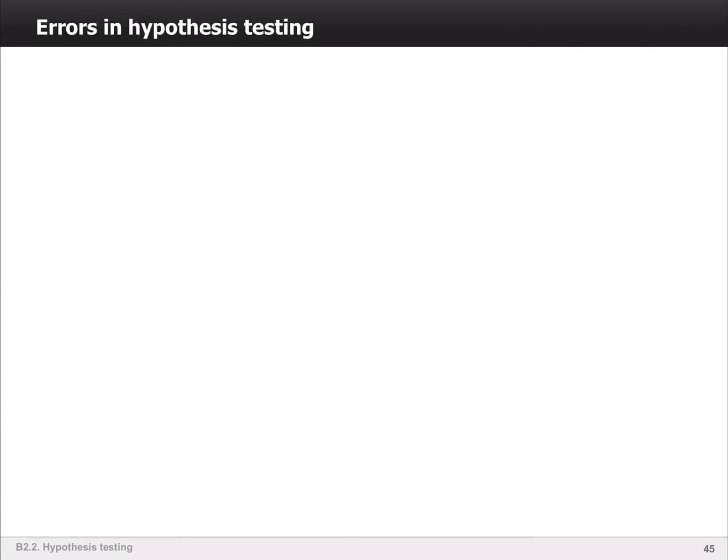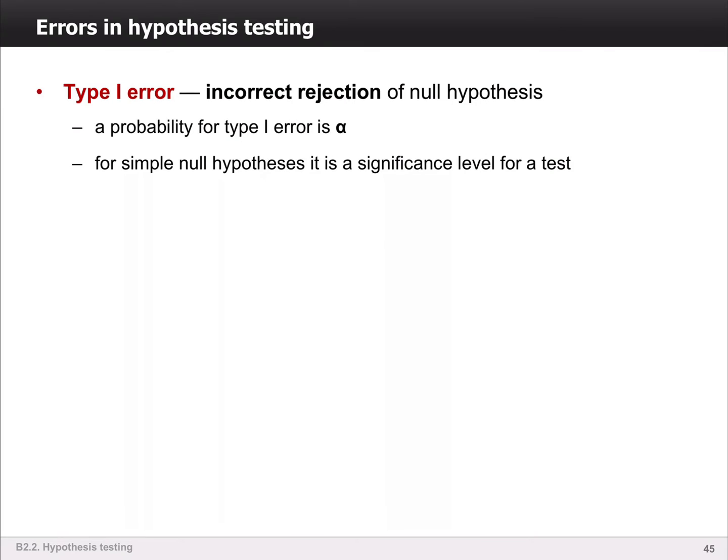So when you make a test, you have to make a decision, right? So you either reject the null hypothesis or accept the null hypothesis. So what this decision may lead to, you may have a wrong decision, actually, in this case. Actually, there are two types of errors in hypothesis testing. The type 1 error, you already know it. It's incorrect rejection of the null hypothesis. It means that you reject the null hypothesis, but it's a wrong decision, okay?